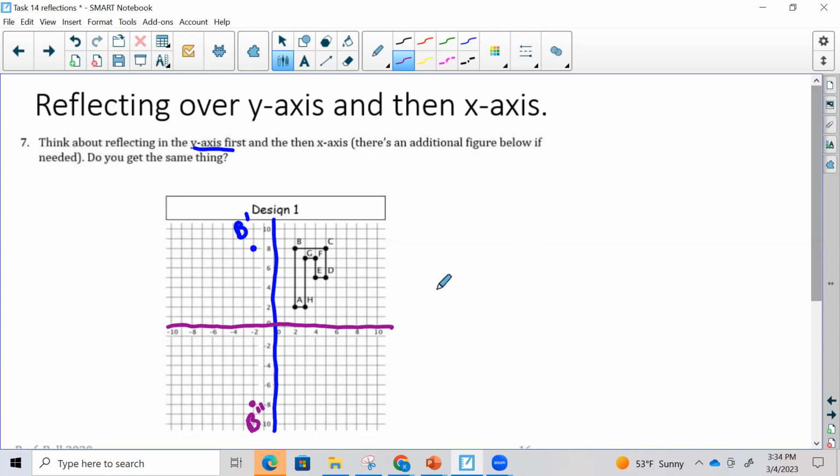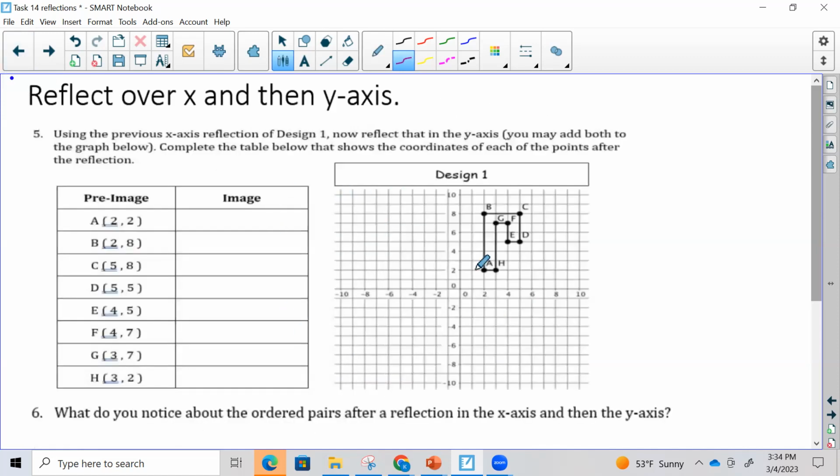And then you're going to say, okay, what happened from that original figure to my final figure? What was the rule again? And do we get the same thing as in this one? Okay, and so that will be your homework for this part.